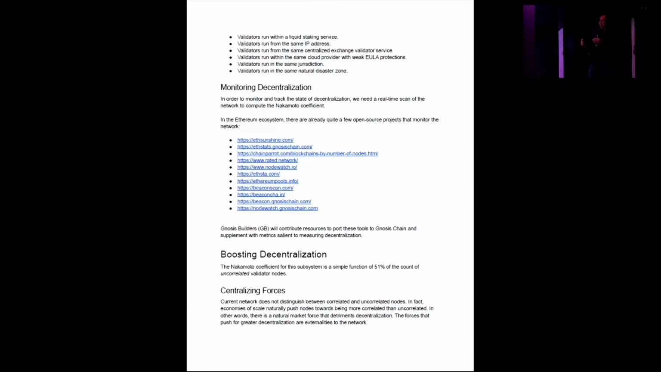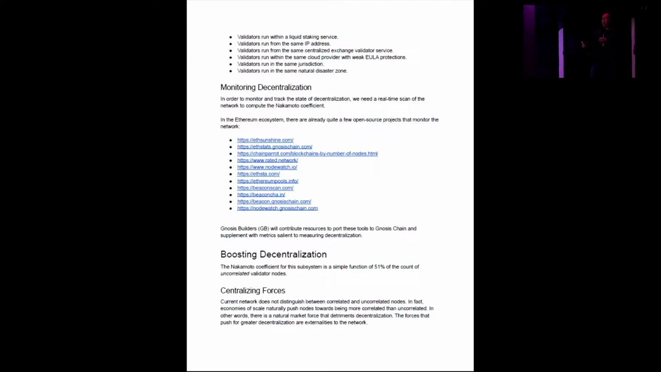So next, once we measure decentralization through the coefficient, how do we actually increase the coefficient? That's the next problem. Like I said, the coefficient is a simple function of 51% of the uncorrelated validator nodes, right? Because it takes 51%, you need to take over 51% of validators to take over the network.